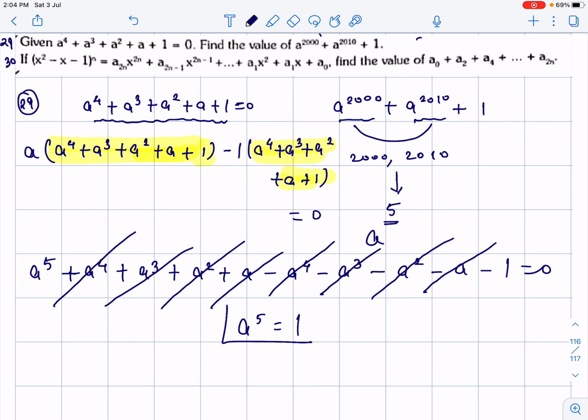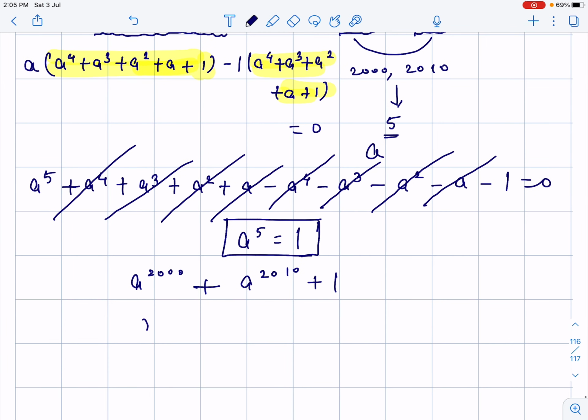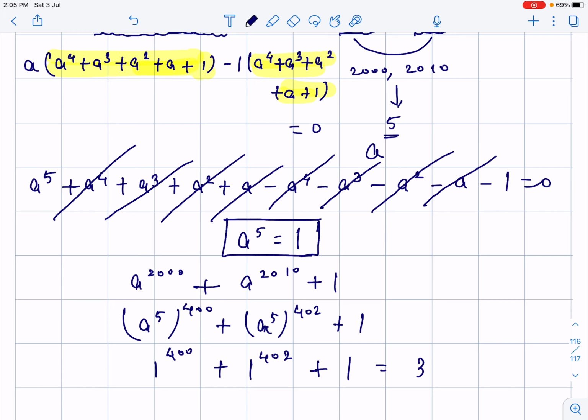Now guys, I'll make efficient use of a^5 = 1 to get the value of a^2000 + a^2010 + 1. So a^2000 can be written as (a^5)^400, and a^2010 can be written as (a^5)^402, plus 1. A^5 is 1, we know, so 1^400 + 1^402 + 1 will be achieved. That is 3, which will be the final answer for this question. Hope you guys have understood it.